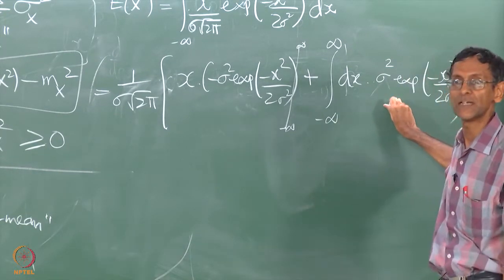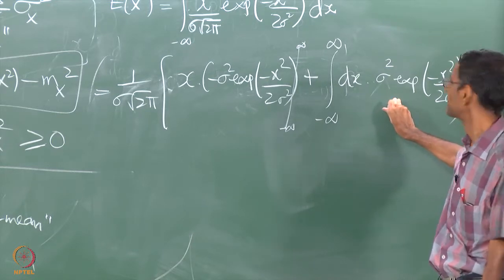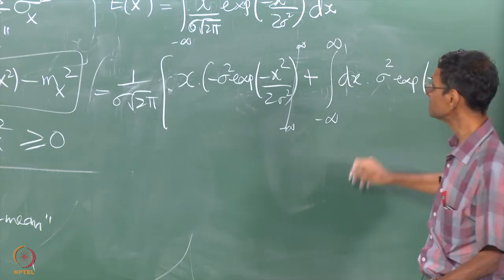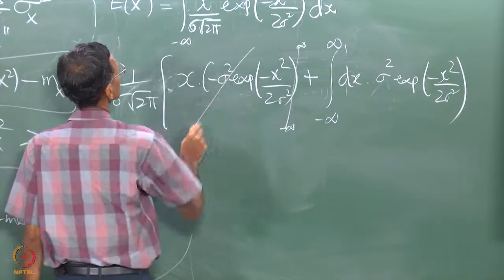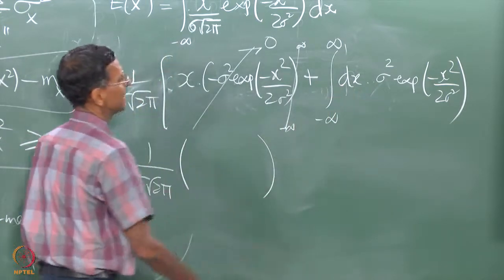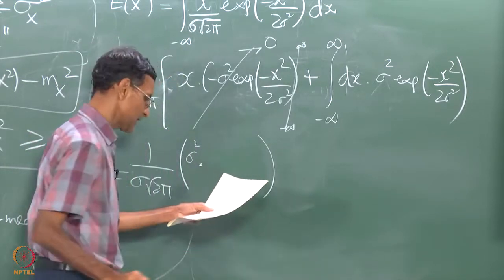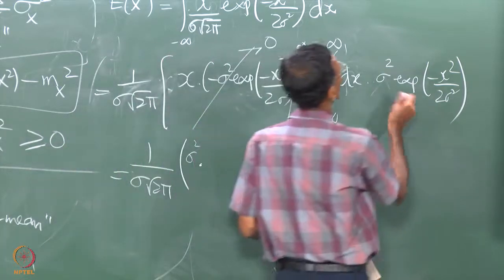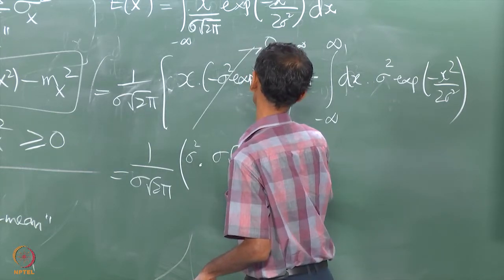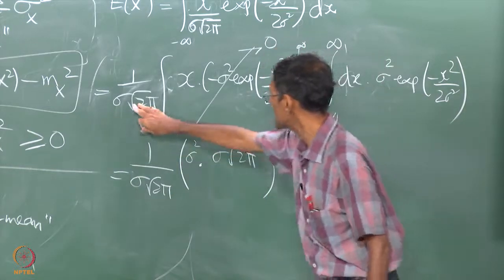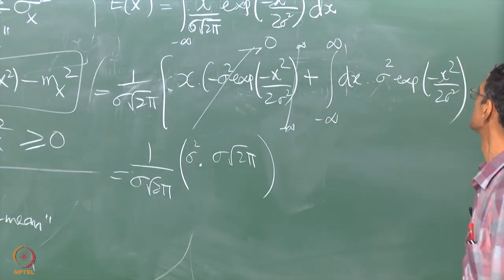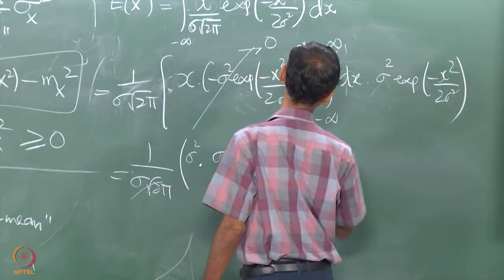So what is this? This is basically back to a Gaussian integral, is it not? If you remove this sigma squared, pull it outside, what is the rest of it? This whole first term is 0, so this is 1 by sigma root 2 pi into sigma squared times the integral, which is root 2 pi into sigma, or rather the integral is exactly 1 without the sigma squared. So the answer is sigma squared.